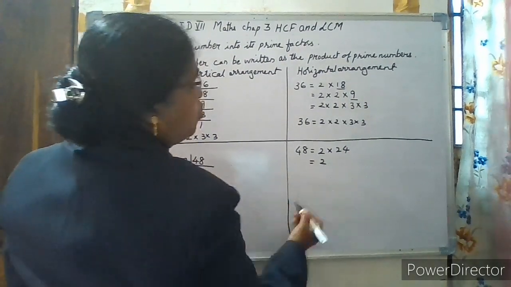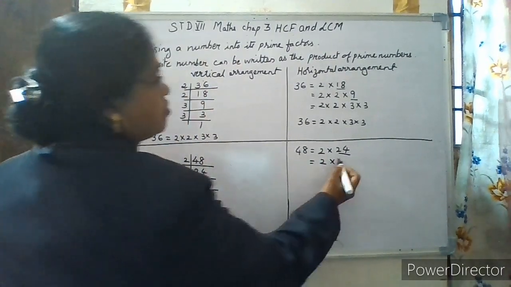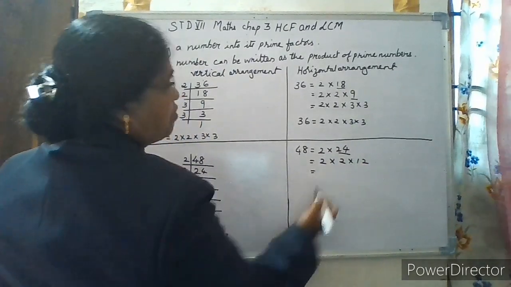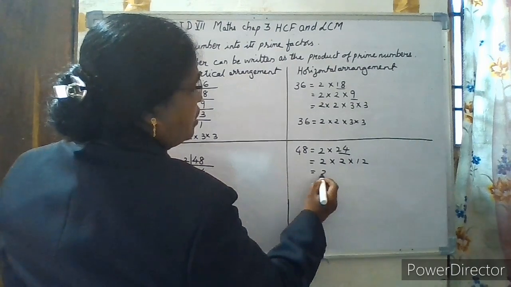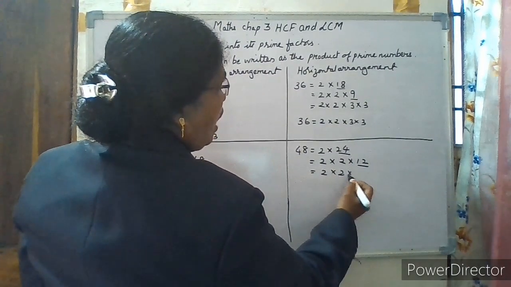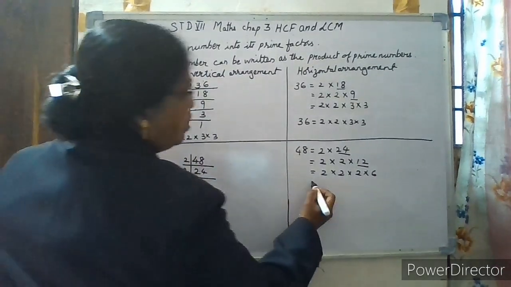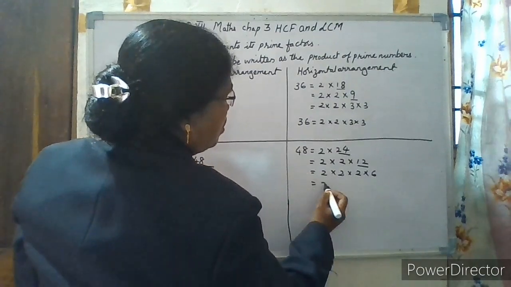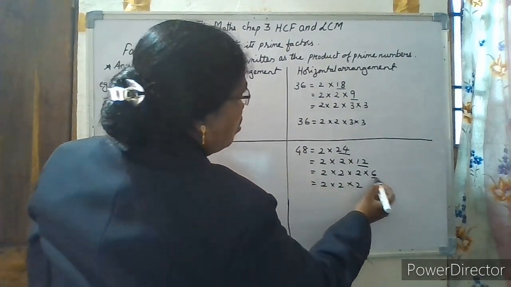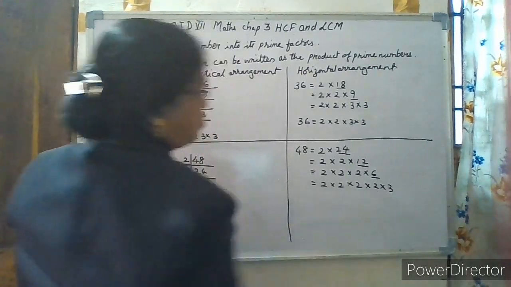Next, this 2 you write as it is. Now, this 24 we can factorize. 2 12s is 24. These two prime numbers write it as it is. Now, this 12 we can factorize it as 2 6s is 12. Now, next step, 2 into 2 into 2, write this as it is. Now 6 we can factorize it as 2 3s is 6.